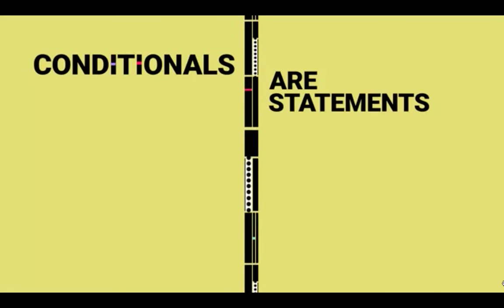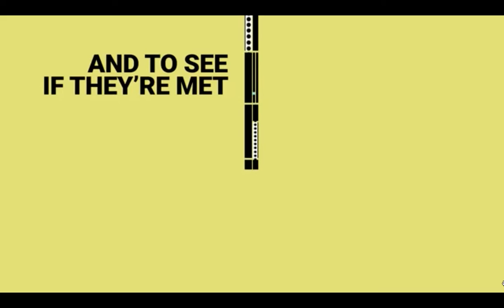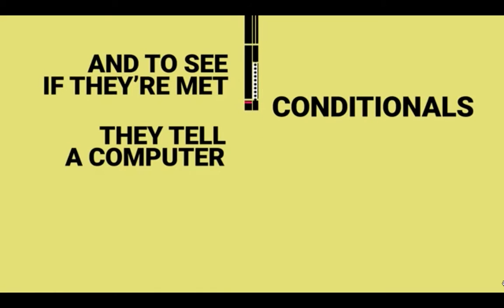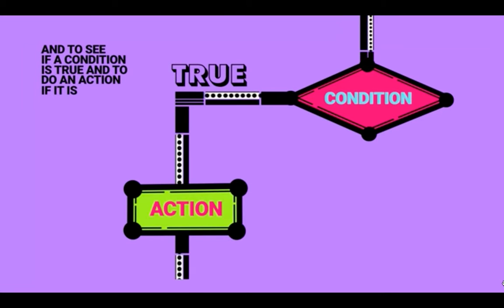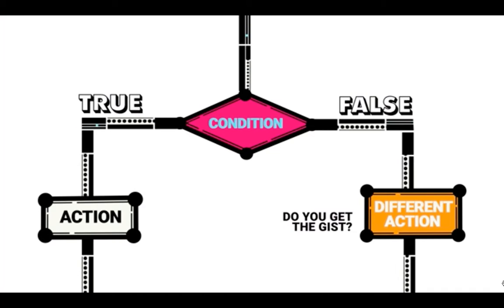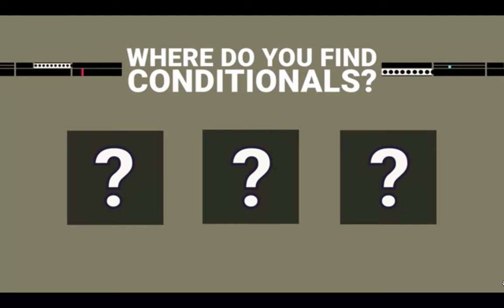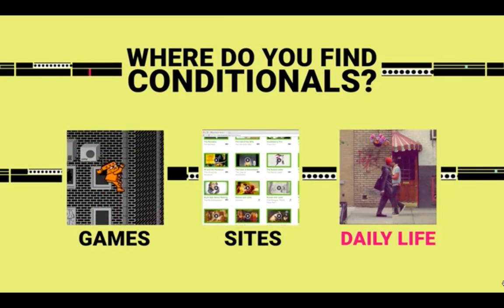Y'all ready? Conditionals. Conditionals are statements that only run when certain criteria are met. And to see if they're met, conditionals tell a computer to check to see if a condition is true and to do an action if it is. And if it's false, do a different action. Do you get the gist? Where do you find conditionals? In games and sites, in daily life, yup, day and night for real.